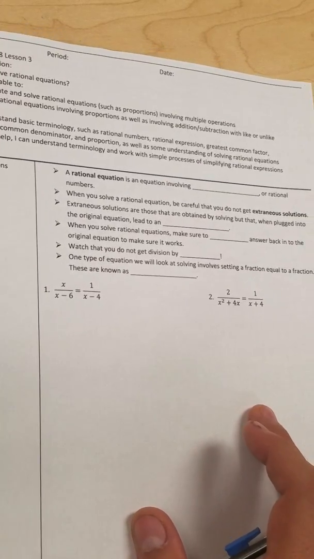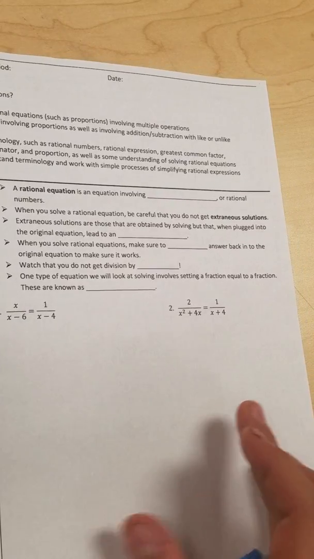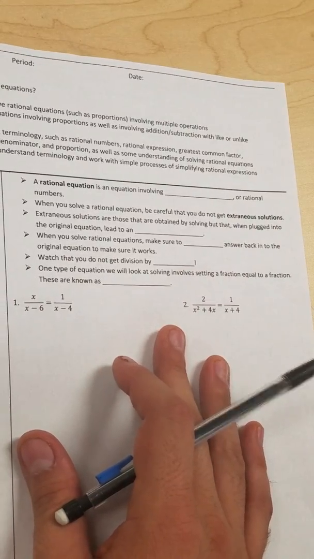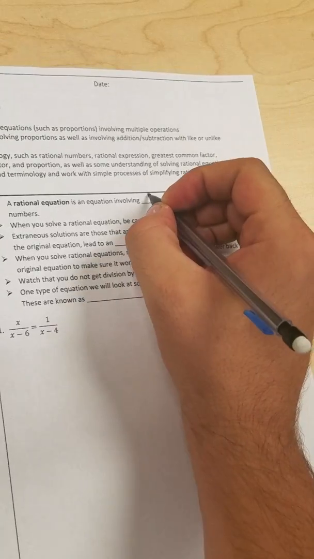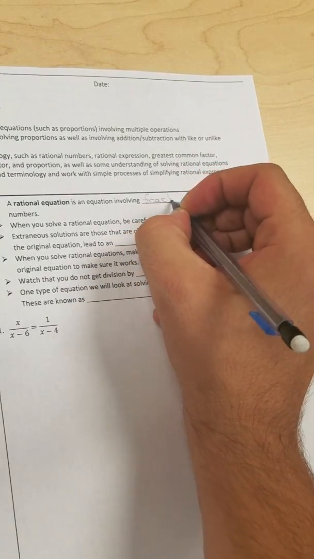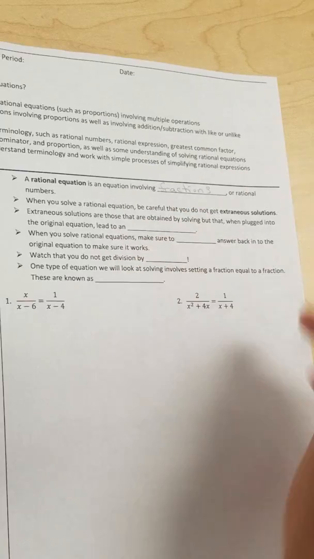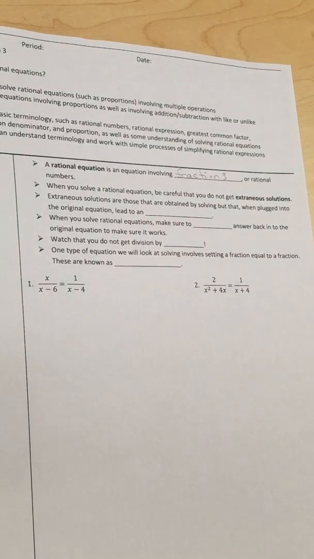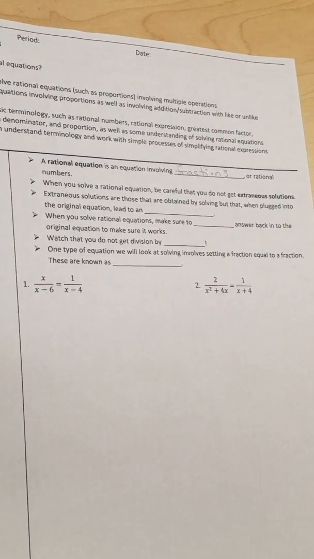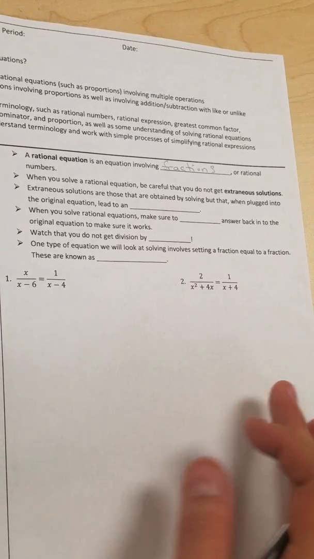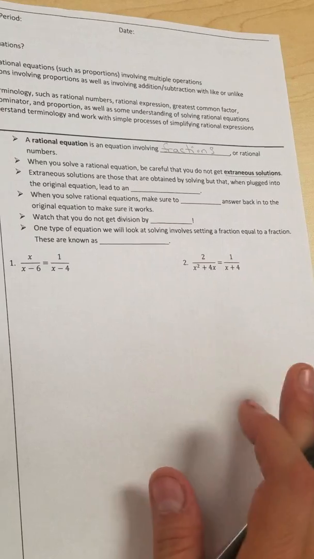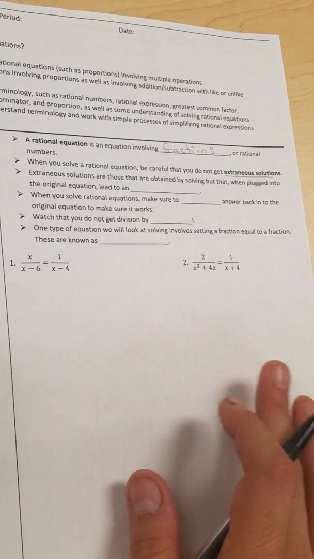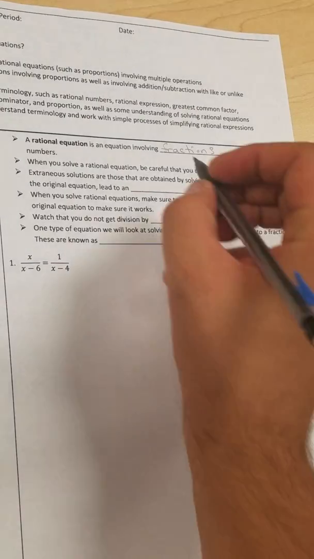So first, let's talk about rational equations. So a rational equation is an equation that involves fractions. When you solve an equation, you got to be careful that you don't get what we call extraneous solutions. So extraneous solutions are solutions that when you plug in to the original equation leads to a contradiction or an error.